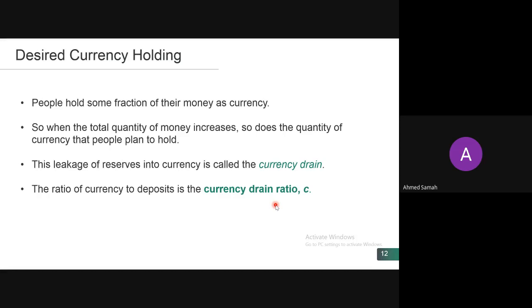So for example, there are 100,000 in deposits in the banking system, and in the total economy, people are willing to hold currency of, let's say, 10,000 rupees. So this 10,000 divided by the total deposits of 100,000 gives the currency drain ratio.